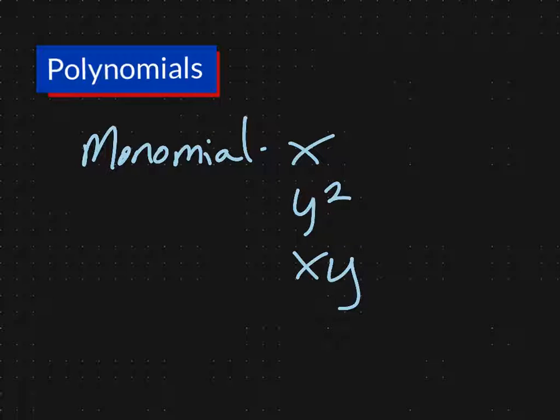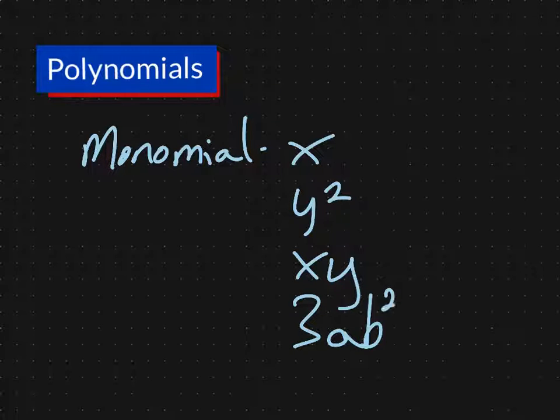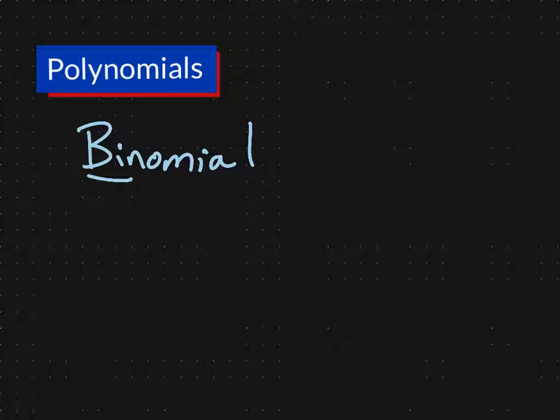And here's another example, 3ab squared. The numbers and variables are multiplied together, forming one term. Now when two terms are in a polynomial expression, it's called a binomial. And the prefix bi means two. Here's some examples of binomials.